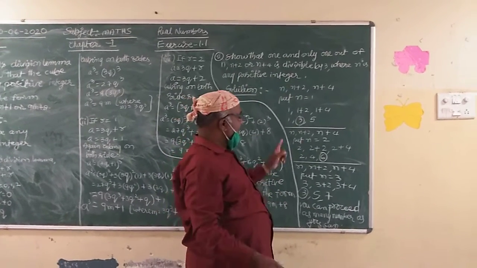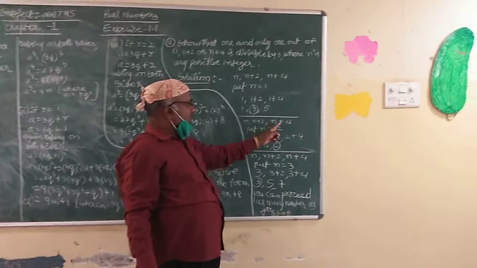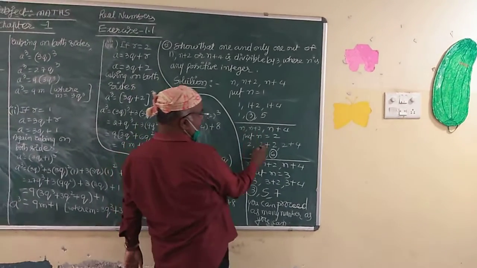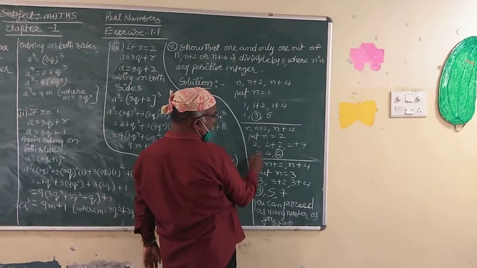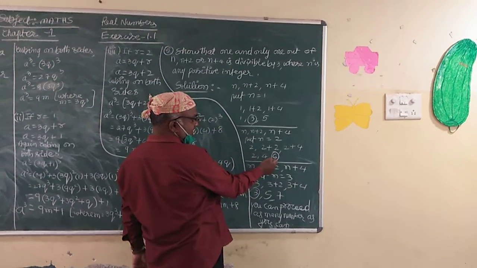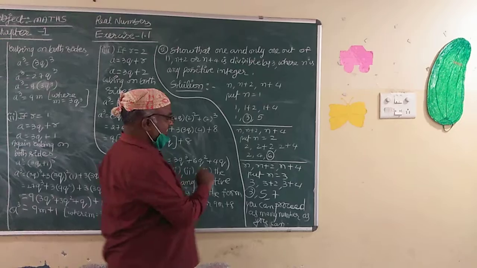Next, in the second case, I am taking n, n plus 2, n plus 4. In the place of n, I took 2. 2 comma 2 plus 2, 2 plus 4. 2 plus 2 is 4, 2 plus 4 is 6. So, this 6 is divisible by 3.